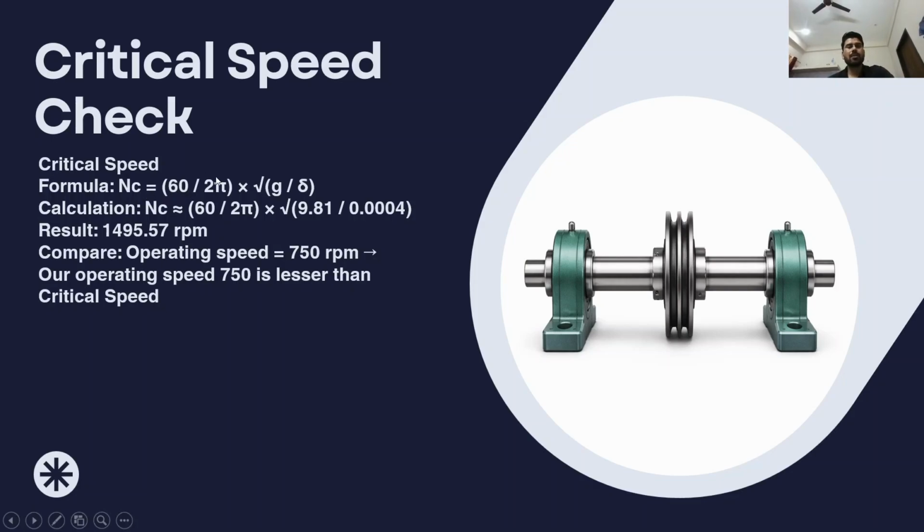Now critical speed. The critical speed formula, as you may know, or let me explain if you don't: Nc, critical speed, equals 60 upon 2 pi into square root of g by delta. It is taken using the same simply supported beam theory. Calculating 60 upon 2 pi into square root of 9.81 by delta, again keep the units in mind. I have converted this 0.4 mm value to meters by shifting the decimal 3 places, that will be 0.0004, and the calculation gives me 1495.57 rpm. So this will be the critical speed.